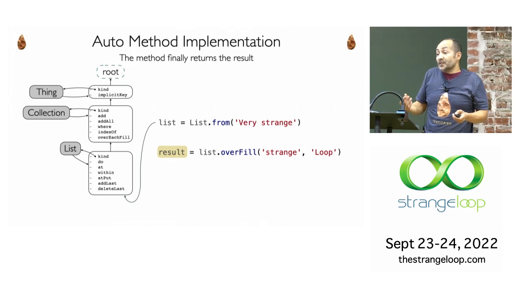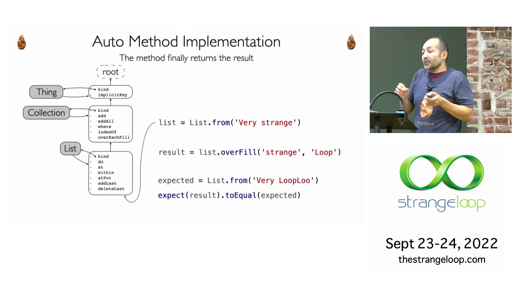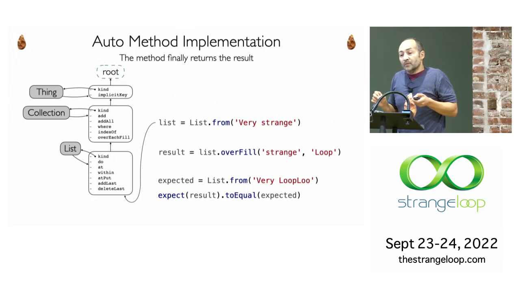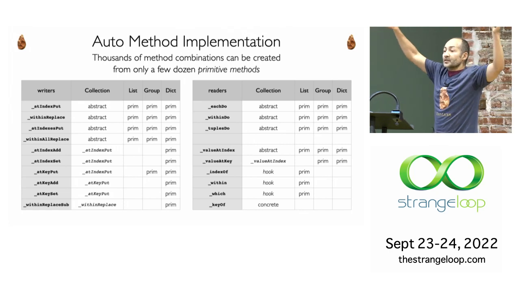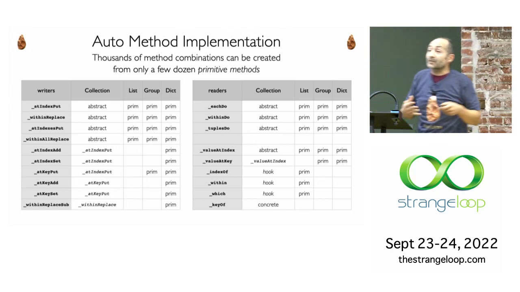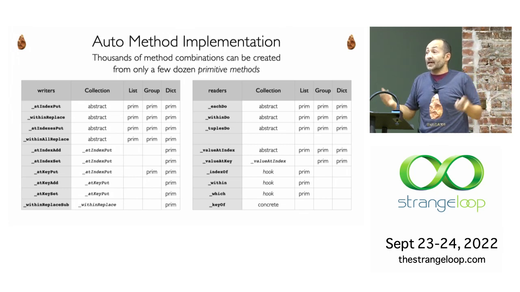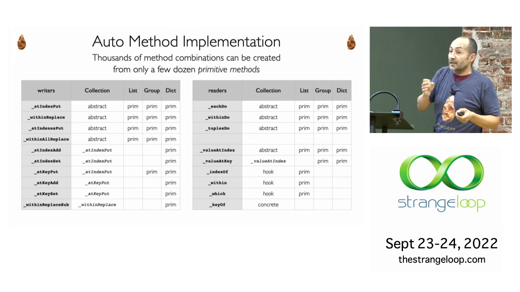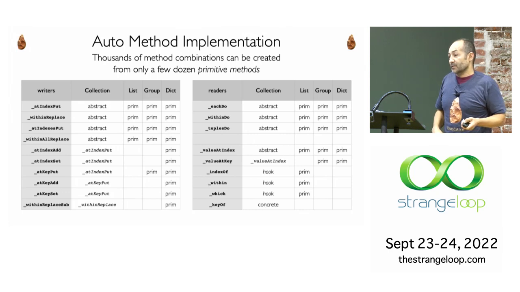Okay, but now we get this result, and the result is what we expect. "Strange" has been replaced with "loop". Okay, all right, so just the global gestalt here: there's only a few dozen primitives that are necessary to possibly compose thousands of possible accessors and setters that meet the semantics and vocabulary, the grammar, of HandAxe's collections.